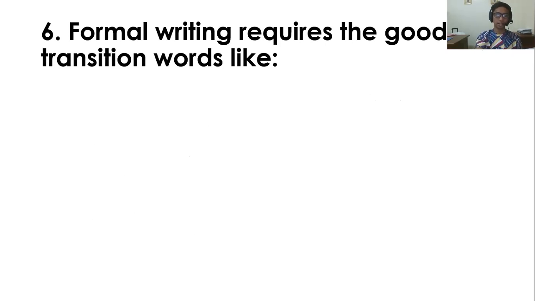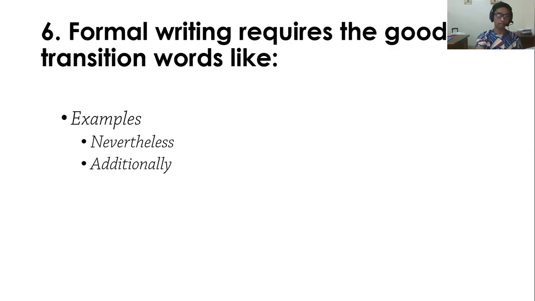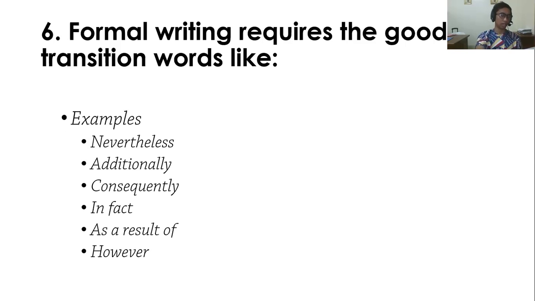So number 6 is formal writing requires good transition words. Okay, good transition words are also to be observed in formal writing. Like for example: nevertheless, additionally, consequently, in fact, as a result of, however. Okay, so these are the transitions that we can use.